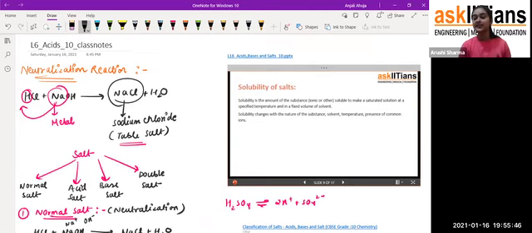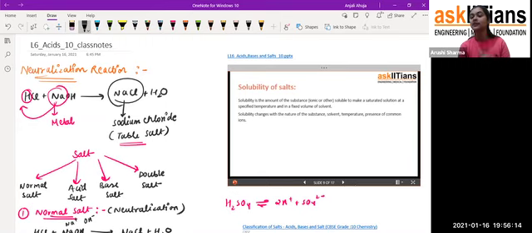Solubility means the amount of the substance which you can add to the solvent so that the solution becomes saturated. You know what saturation means? If I take, for example, 100 ml of water and add 10 gram of salt, and after that the solution becomes saturated, that means you can't add more salt to it. So that is the particular amount of salt you can add.